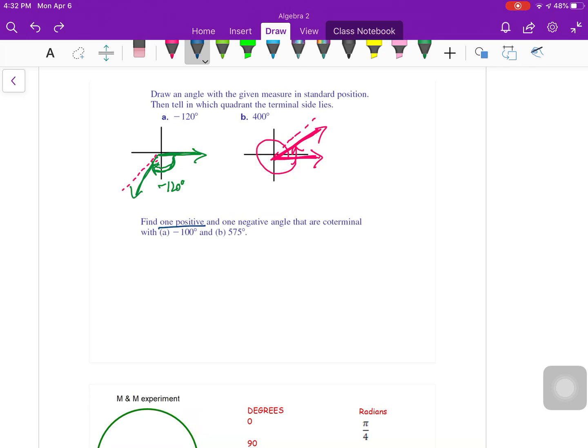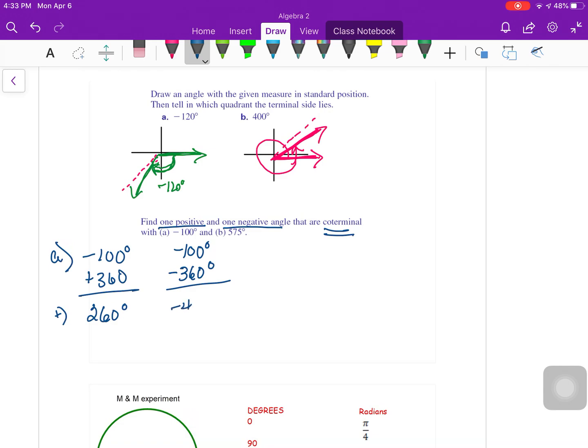Now the next question says find one positive and one negative angle coterminal. So A, our given angle, is negative 100 degrees. If I want to go positive, I'm going to have to add 360. So if I add 360, that brings me to 260 degrees. There's my positive angle. Again, I started at negative 100 degrees. If I want negative, I'm going to have to subtract 360. So that brings me to negative 460 degrees. And there's my negative angle.